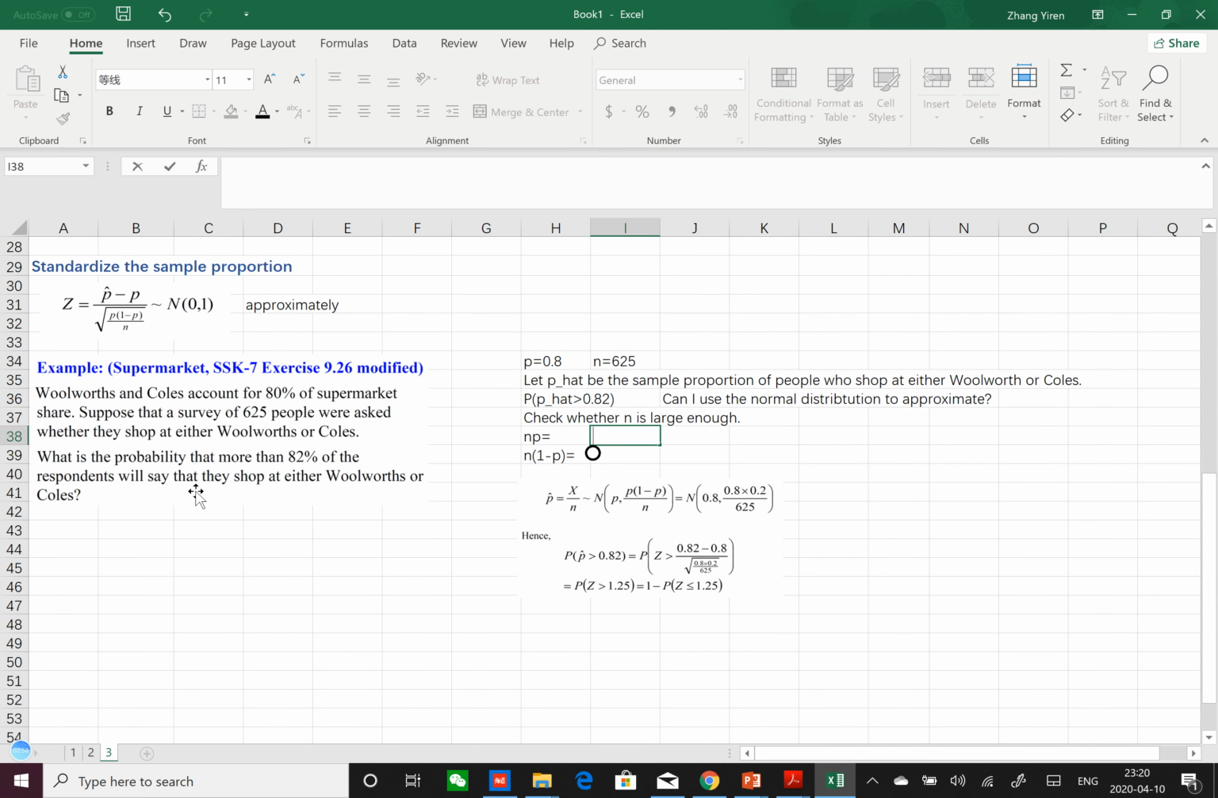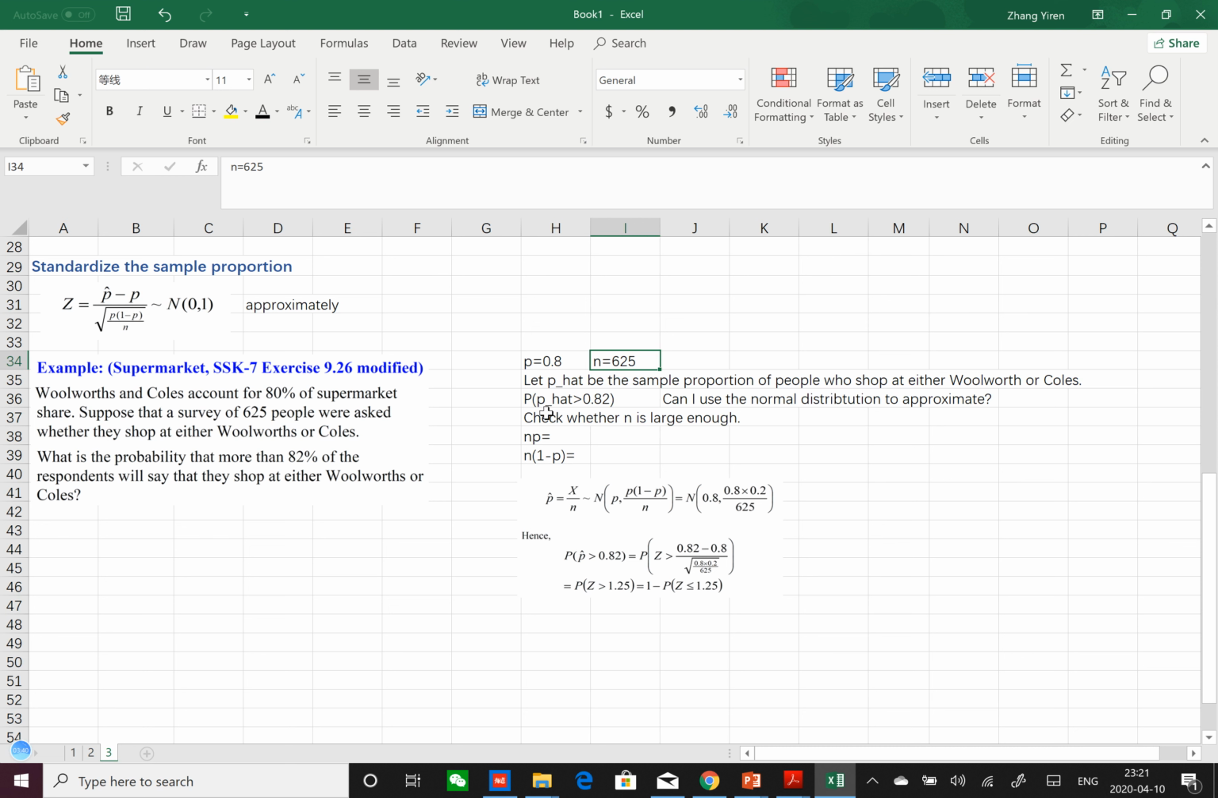Now let's use an example to illustrate that. Woolworths and Coles account for 80% of supermarket share. Suppose that a survey of 625 people were asked whether they shop at either Woolworths or Coles. What is the probability that more than 82% of the respondents will say that they shop at either Woolworths or Coles? From the question, p equals 80% and the sample size n equals 625. Let p hat be the sample proportion of people who shop at either Woolworths or Coles.